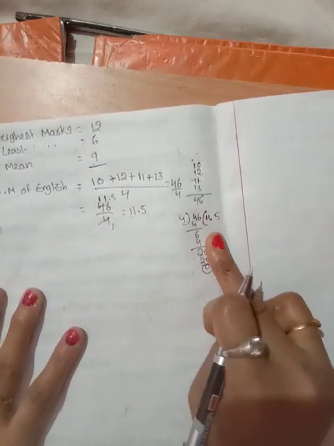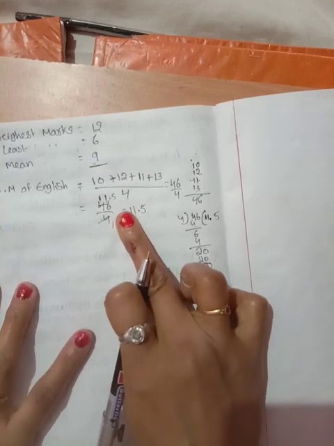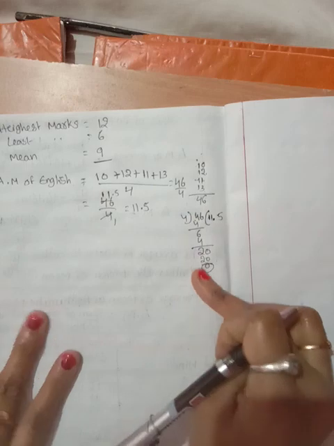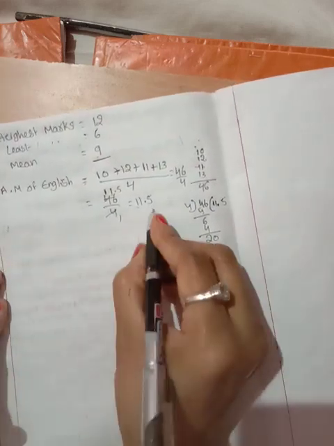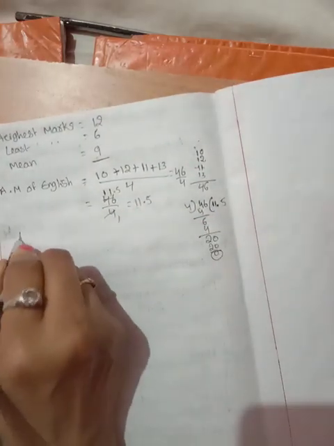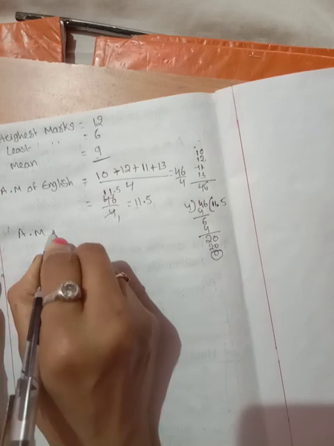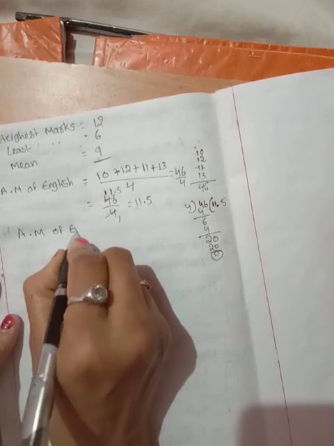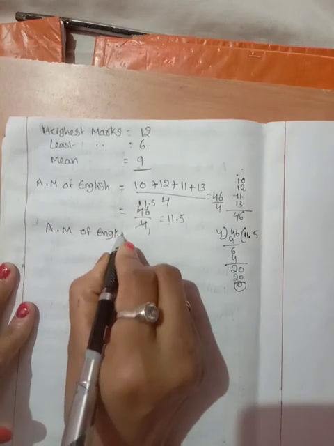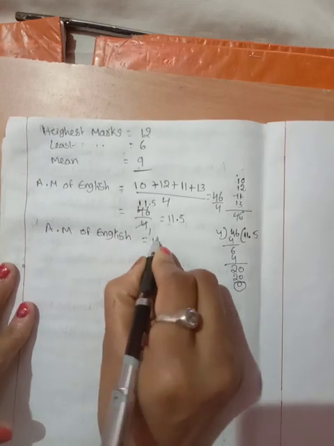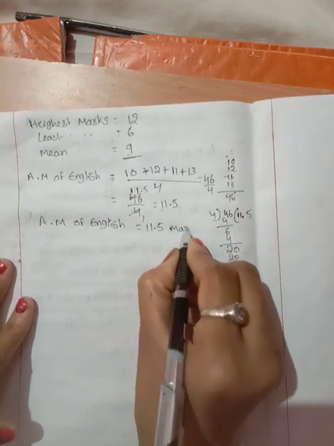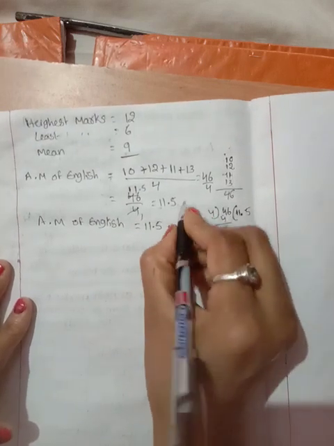So that's why the numerator and denominator simplify, as they are the same number. But here division is also very easily found. This is the average, the arithmetic mean of English. Arithmetic mean of English equals 11.5. This is the average marks. Okay, Gagansai?